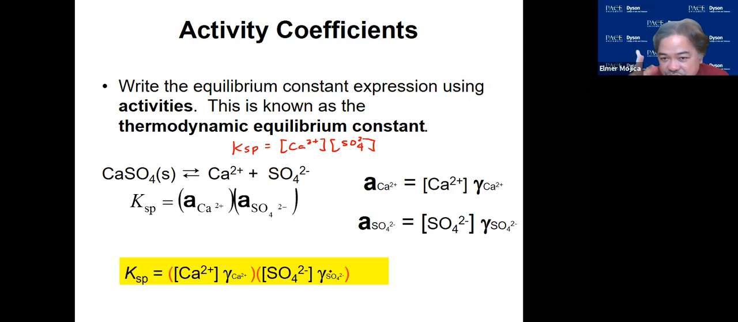So you see the transition that we have? Instead of writing them in terms of concentration, we're going to write them now in terms of activity. And all you need to do is add whatever the activity coefficients are.